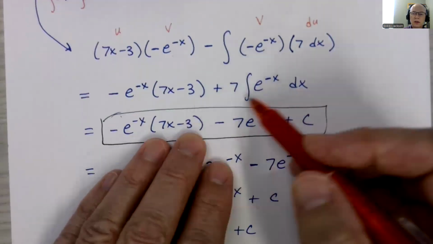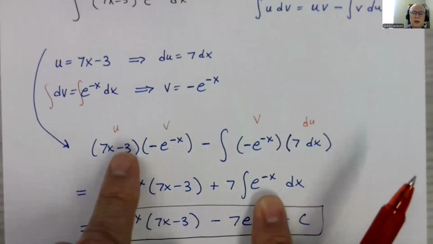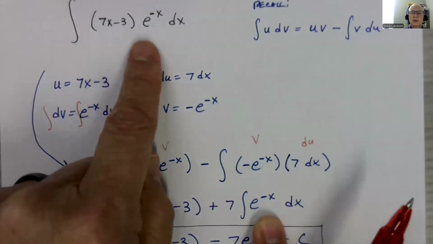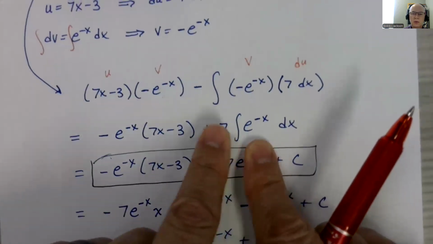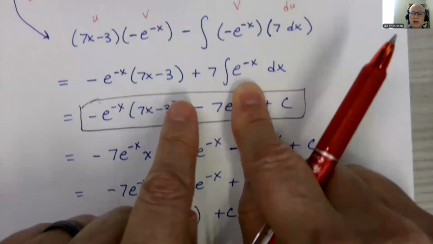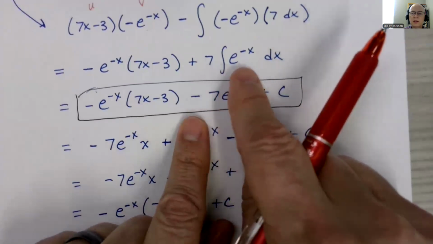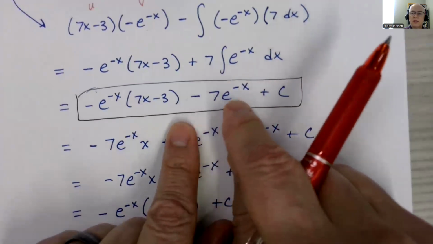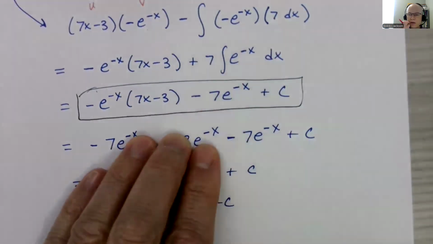And so now, look, I've got to integrate e to the negative x dx. That sounds familiar. We started with this integral, which we could not do, and now we get to this one, which we can do. We actually just integrated that a minute ago, right? And it was negative e to the negative x. So when I integrate 7e to the negative x, I get negative 7e to the negative x. Again, this is the answer. This is fine for me.